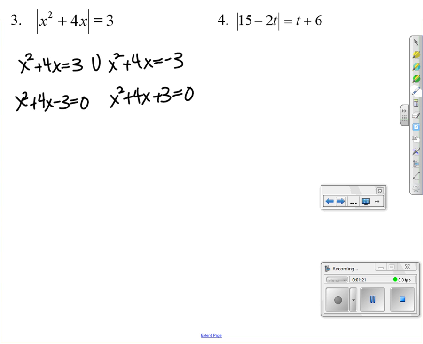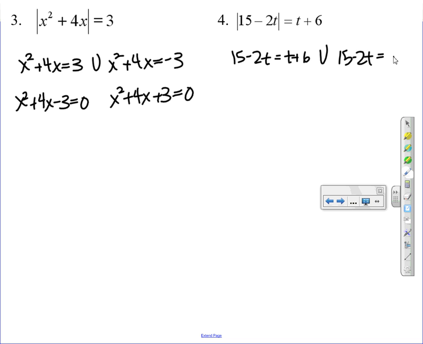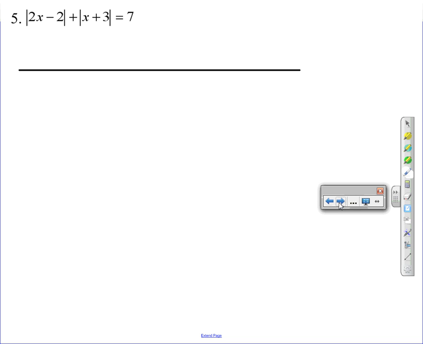Now, when you get to a question where there are variables on both sides, we must consider both possibilities. Just like in the previous question, it equaled positive 3 or minus 3. Here, the absolute value could equal t plus 6, or it could equal negative t plus 6. And if you want to just change both signs, that might be easiest. And again, you just solve for t, and you're going to get two separate answers.